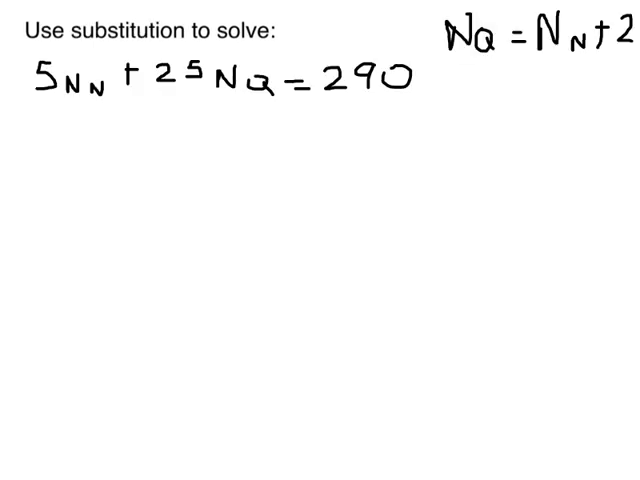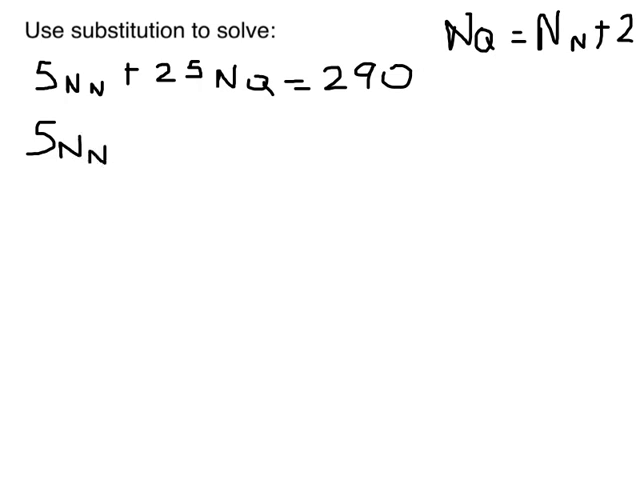Okay, in this problem, it's also subscripted variables, and we're going to think of it as number of nickels and number of quarters, but we're going to use substitution rather than elimination. Again, something you know how to do. And we're going to substitute in for number of quarters, number of nickels plus 2. All right, so let's go ahead and do that.